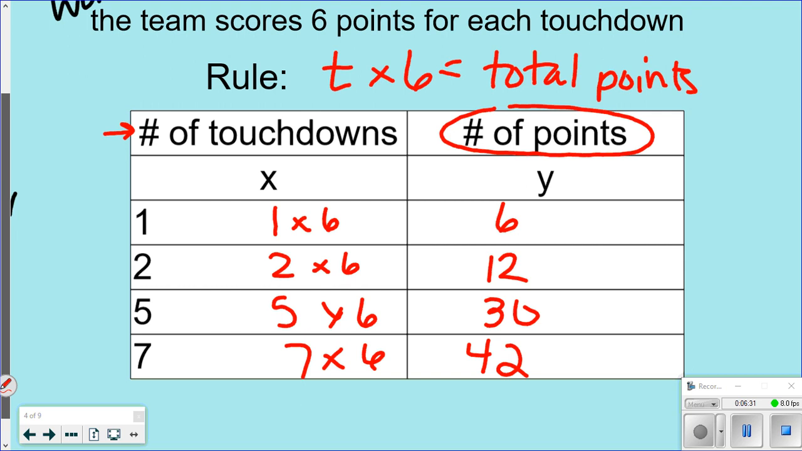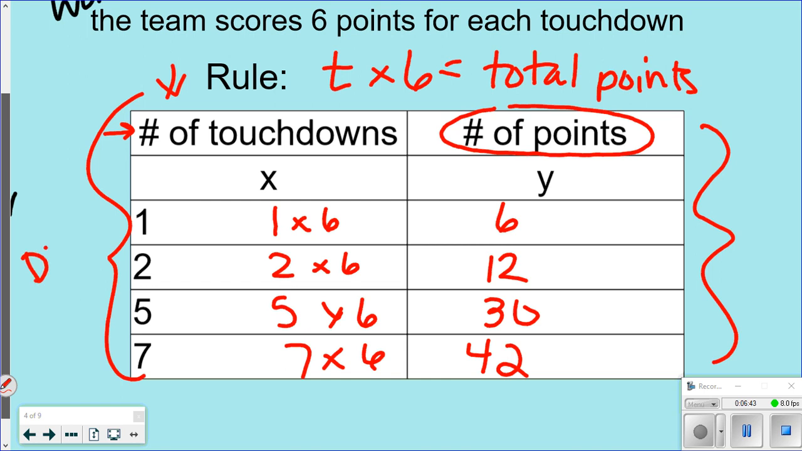So basically, this column is telling you what it wants you to put in that equation or that rule, and the Y part, over here, is telling you what it wants for an answer. Now, if you had to state the domain and range, here's your domain. Here's your range. That's all for creating this table.